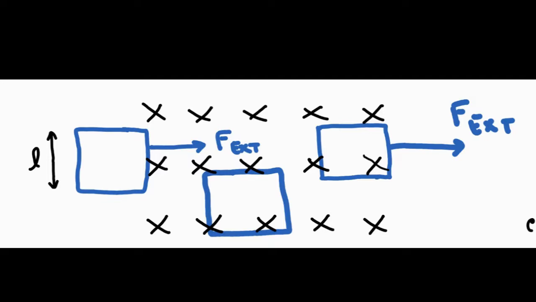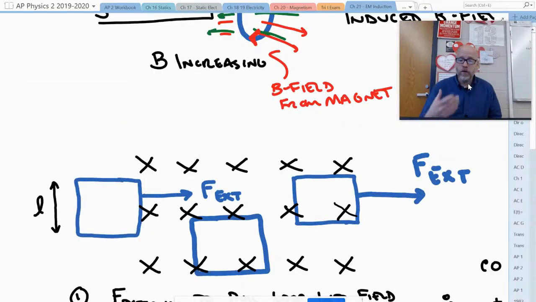Here I have a B field that is pointing into the paper. I have a loop. It's the same loop. In the first case, there's an external force pulling it into the magnetic field. In the middle, there's no external force, and it's just sitting there. And in the third, it's actually being pulled out of the magnetic field.